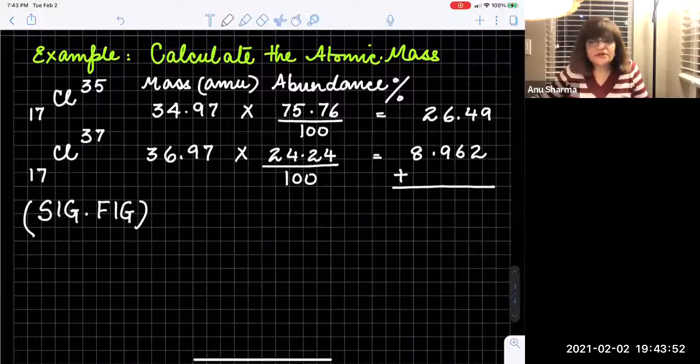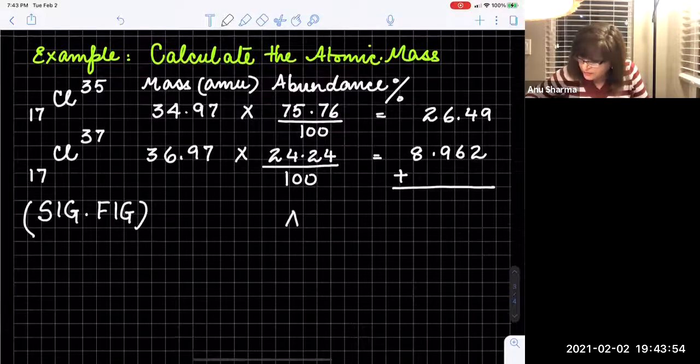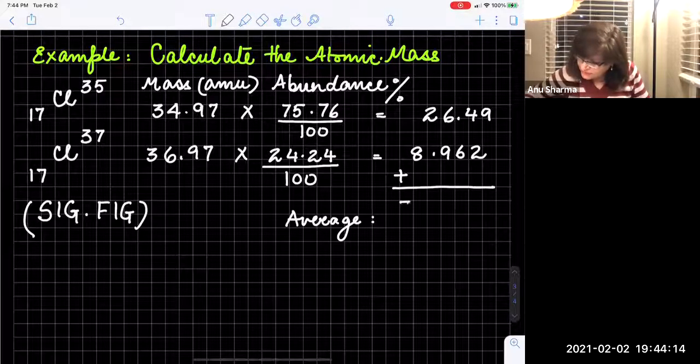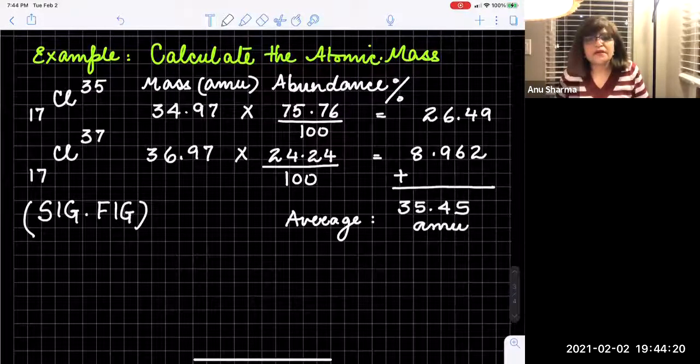Add these up. So what we write in the periodic table, every single element you see in the periodic table has the mass in a decimal. So when it's in a decimal form, that means that's average. We have taken the average weight of the isotopes. So combined together, okay? So here, this one comes out to be 35.45 atomic mass units.